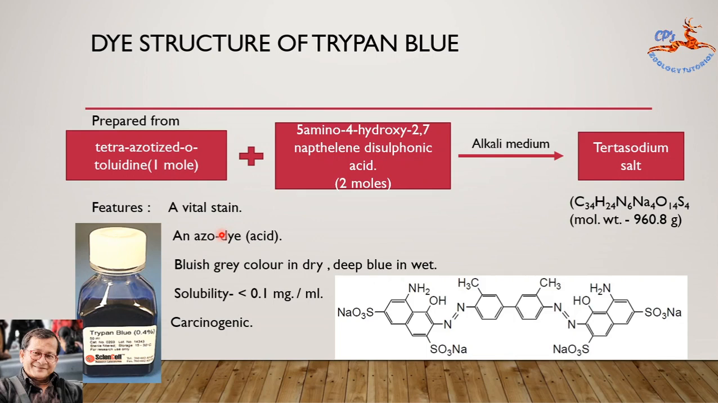Being an azo dye acid with a chromophoric group, it has a strong affinity to stain cellulose, collagen, and amyloid structures. Again, when it is dry, it is bluish gray in structure, but in aqueous medium, in solution, it looks deep blue in color. In aqueous solution, the solubility rate is less than 0.1 milligram per ml. But commercially, you can get this stain at 0.4% concentration.